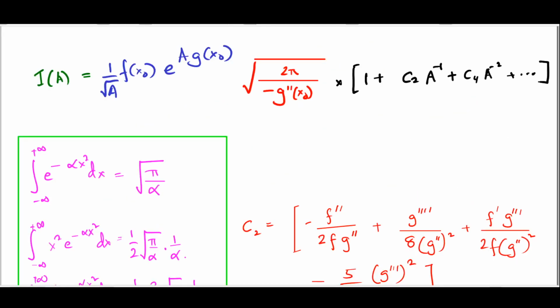And these methods tell us that the integral is going to be, apart from the constant factor, simply square root of 2 pi by minus g double prime x0, the familiar Gaussian integral, plus further terms which essentially come from integration of the polynomials.